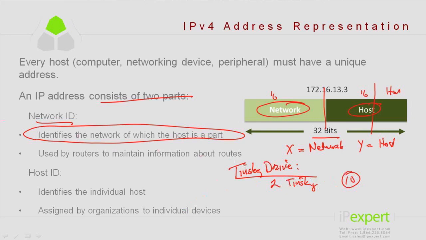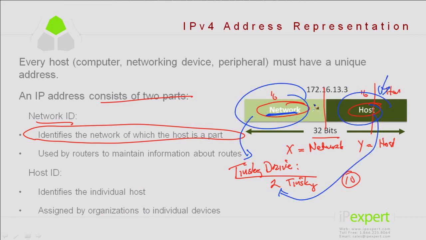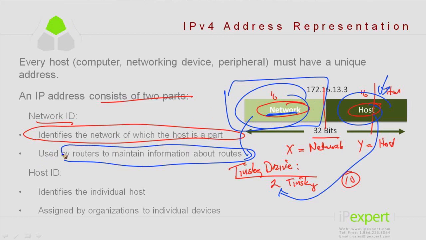Well, when we look at this, the correlation between these values is the network corresponds to the street, the host value corresponds to the house number. So in other words, a host is going to be a destination on a network segment. So this part right here, the network, is going to be used by routers to actually maintain information about destinations. So if I want to get to Tinsley Drive, I'm going to be able to look in a routing table or a map, and I'm going to know which direction to go in order to be able to get there. That's really and truly all there is to it.